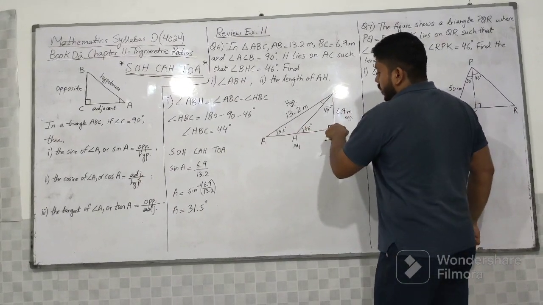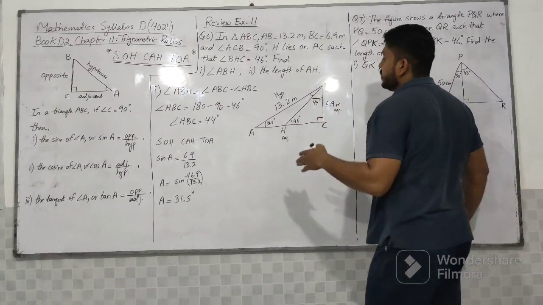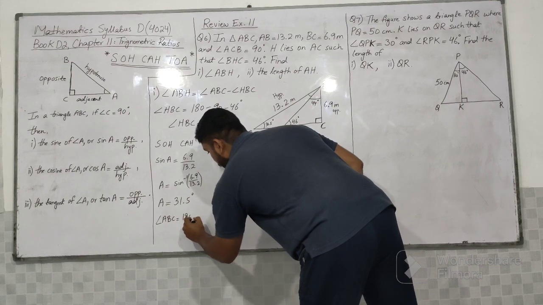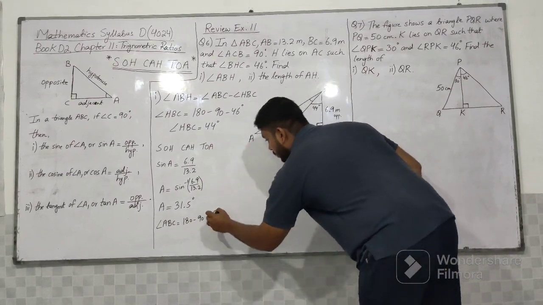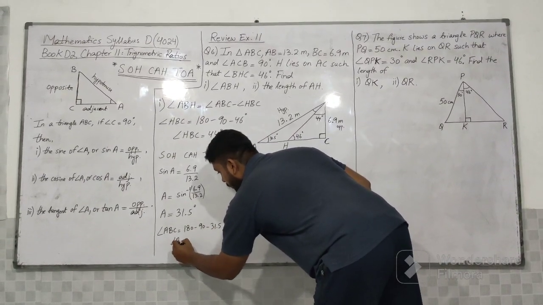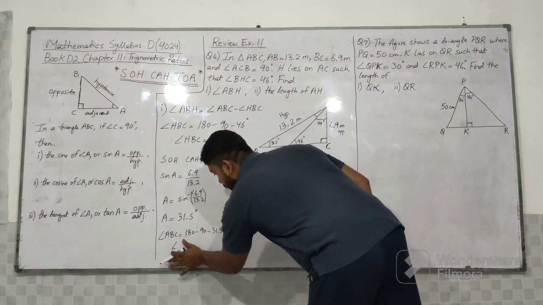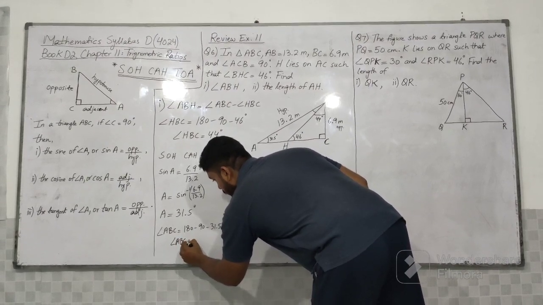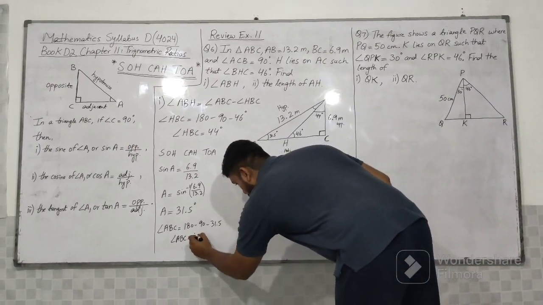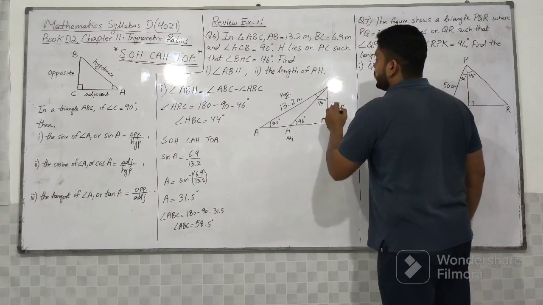So 180 minus 90 minus this will give you this whole angle B, which is angle ABC. So angle ABC equals 180 minus 90 minus 31.5, which will be, if you put this into the calculator, you will be getting 58.5 degrees. So this whole angle is 58.5 degrees.